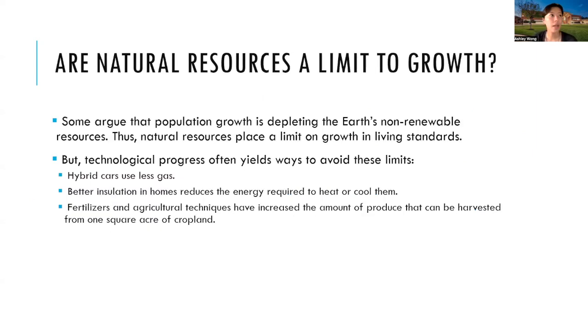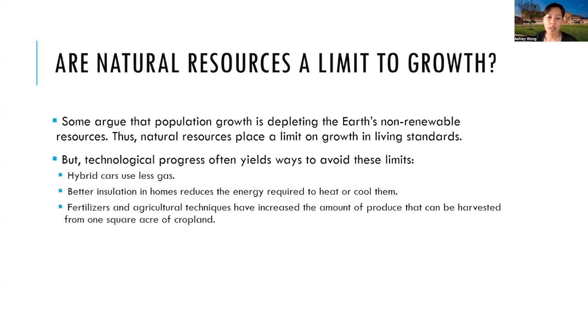All right, so the last thing I want to touch on today is whether or not natural resources are a limitation on economic growth. A very famous economist named Thomas Malthus argued in the 1800s that population growth is going to deplete Earth's non-renewable resources at a faster rate than we can replenish them. So, essentially, our supply of natural resources is going to become scarce and it's going to deplete and deplete, and we're not going to be able to sustain our population growth over time in the future.